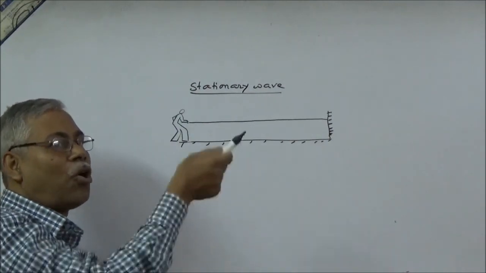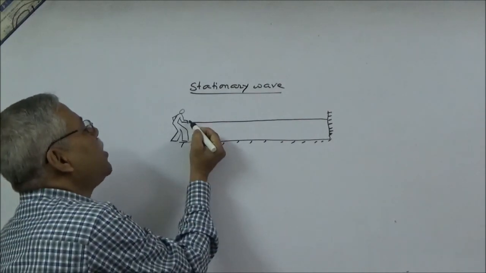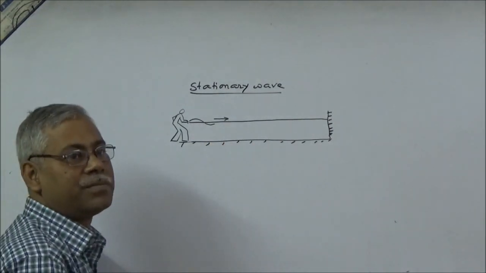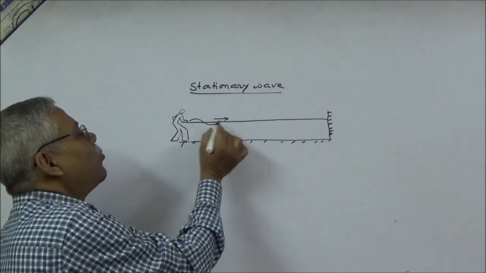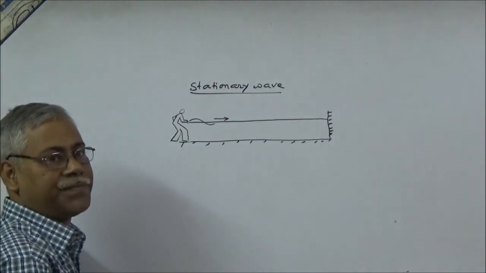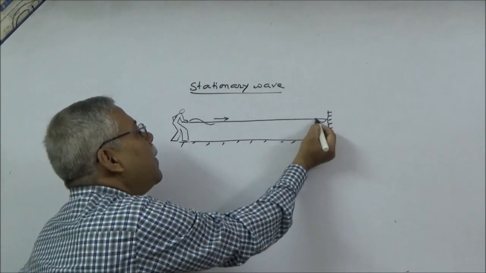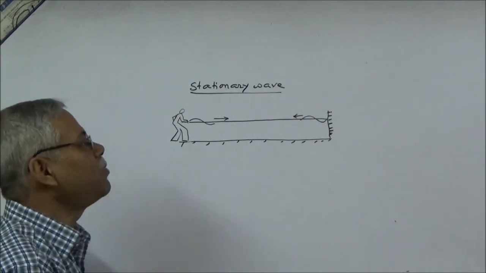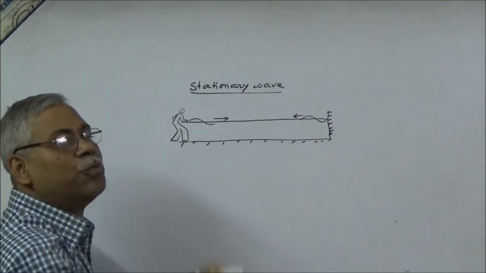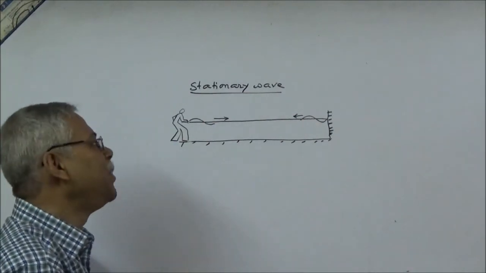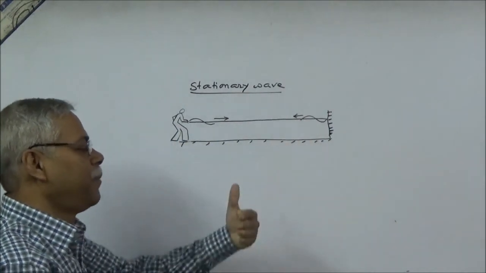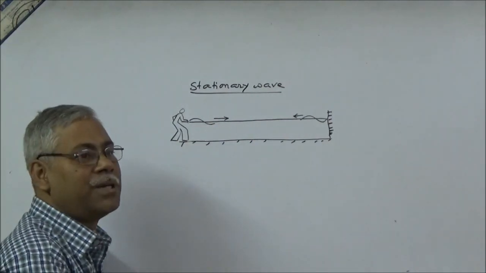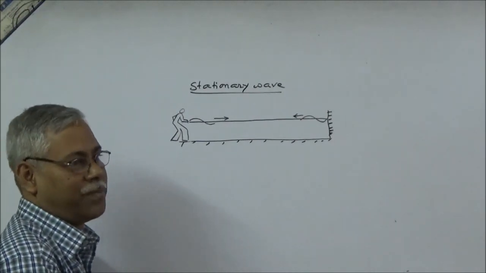So this will generate what? If you go on imparting jerks to this, then this will generate waves in the rope, and the waves will travel in this direction. One after another waves will be generated and they will travel in this direction. Then these waves will be reflected from the wall and they will superpose. Means incident wave and reflected wave will come together and superpose. The result of this superposition is a standing wave or a stationary wave.